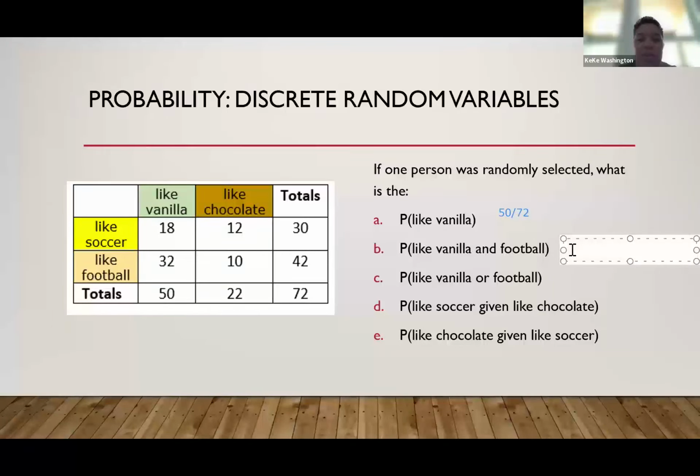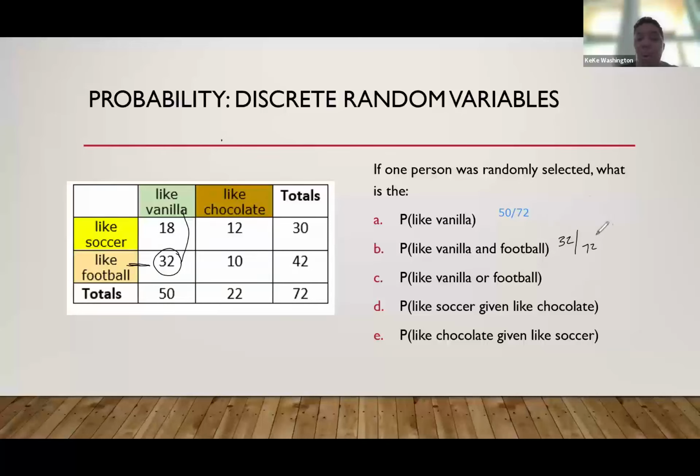In this case, we're looking at the flavors of ice cream versus 2 sports, soccer and football, right? So if one person was randomly selected, what's the probability that person would like vanilla? Well, we have 50 people that like vanilla, and there are 72 total in the study. Okay. Well, what if they like vanilla and football? So here we want to look for an intersection. Right, so I like football and I like vanilla. So I have 32 people that like both out of 72.